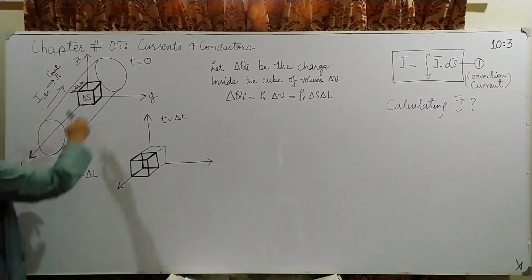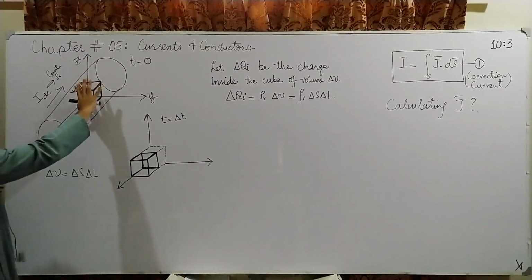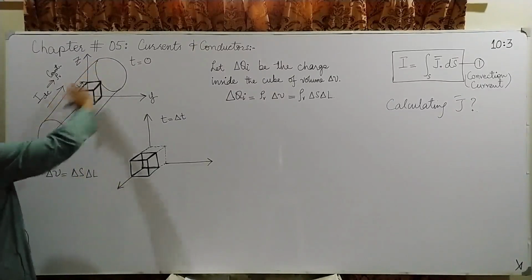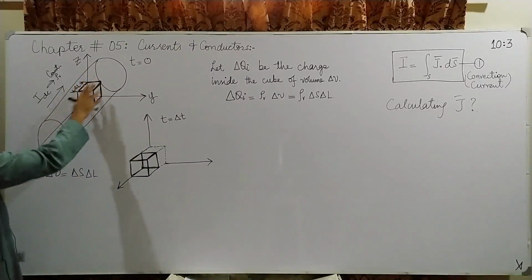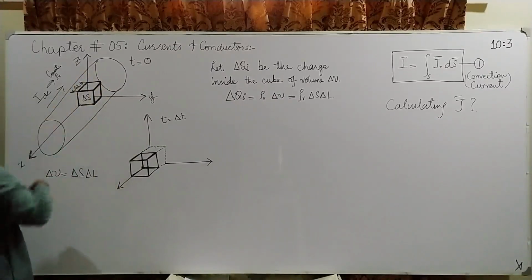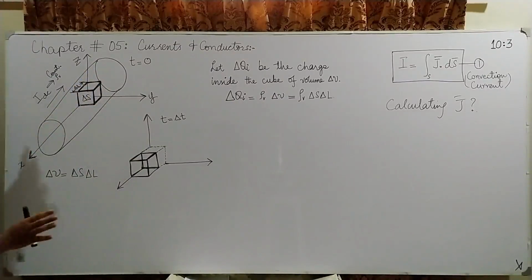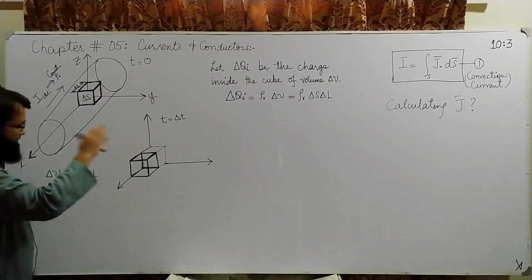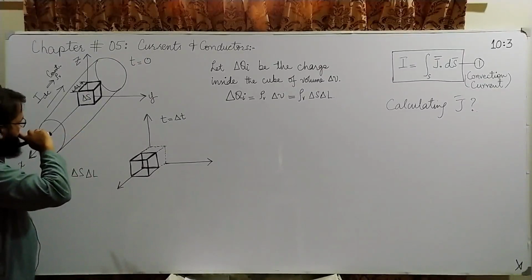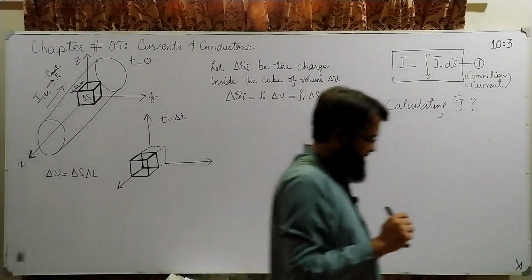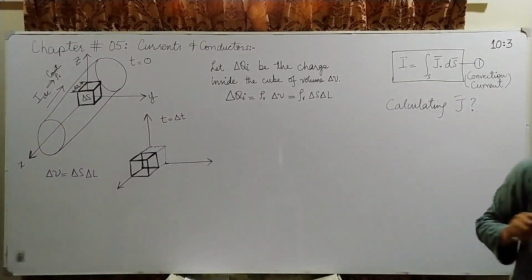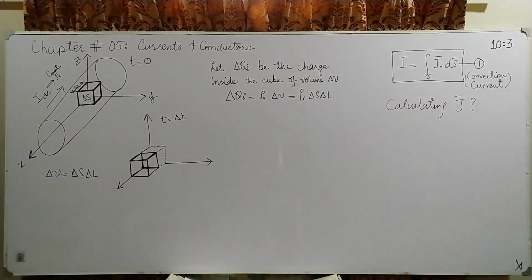Either you stop the charge and move this box with the same velocity as the charges, or keep the box in its place and let the charge move with its own velocity across it. Anyway, what we need to find is the total charge which is crossing the front surface or the back surface.